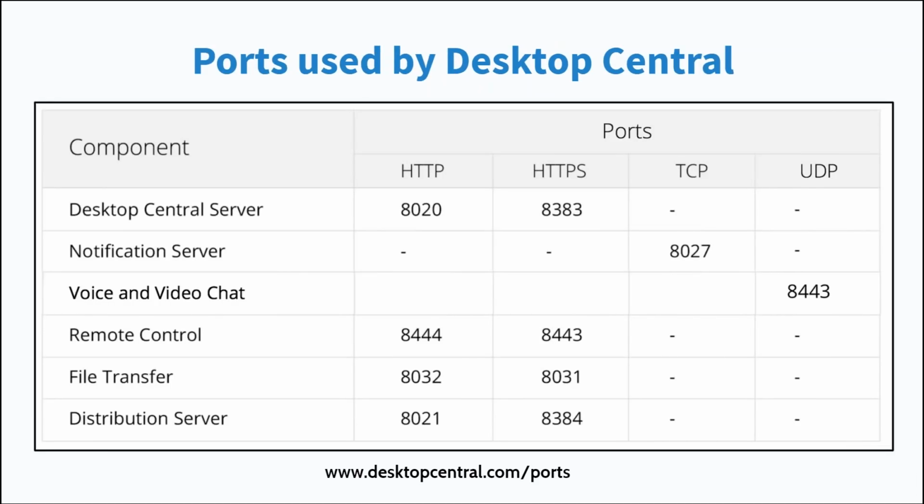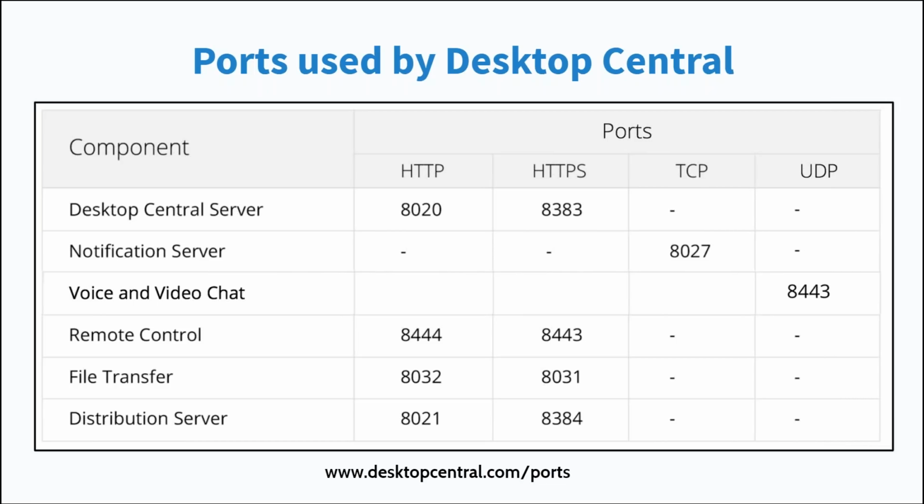Ports used by Desktop Central. We would recommend you to open the ports shown here to manage specific features with Desktop Central. Agent-server communication happens in port 8020, and server-to-agent notification happens in port 8027 TCP. For example, voice and video chat. One of the features associated with the product works in UDP 8443.